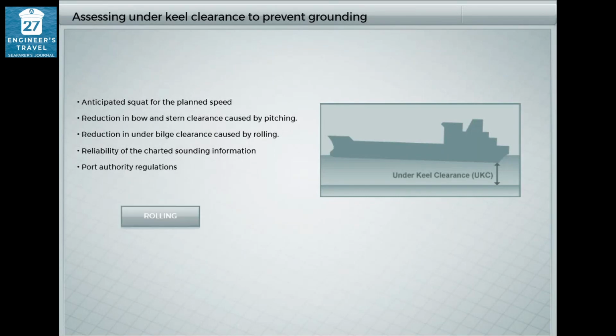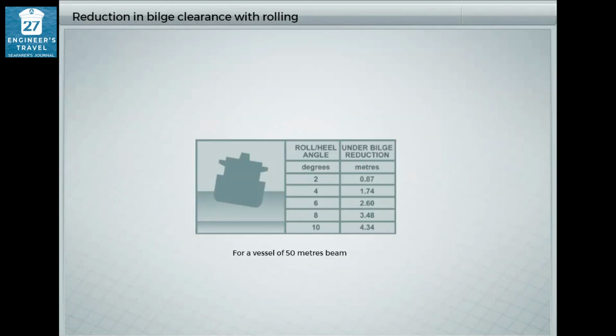To see how much a vessel reduces under bilge clearance with rolling, click on the button. The table shows the reduction in available water under the bilge of a large vessel rolling in waves or when heeled due to wind or turning forces.